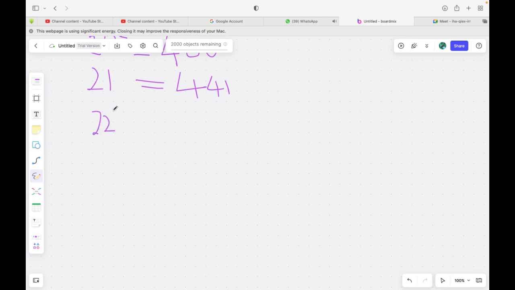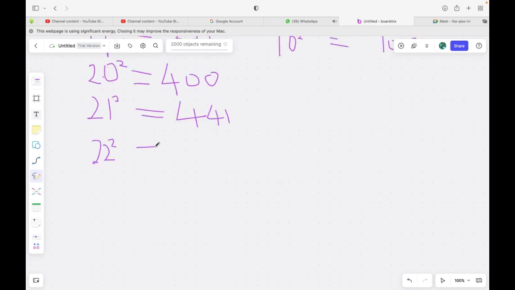Could you put square here? Could you put square in 21? Or could you do the same to 20? Okay. 22 square is 484, right? Is it 484? Okay, yeah, 484.